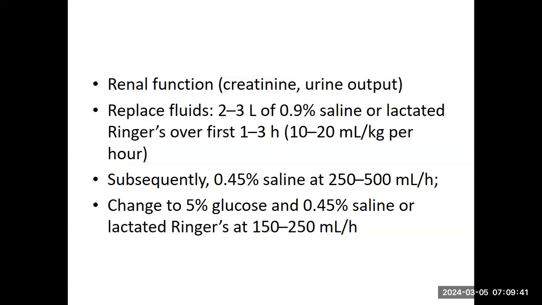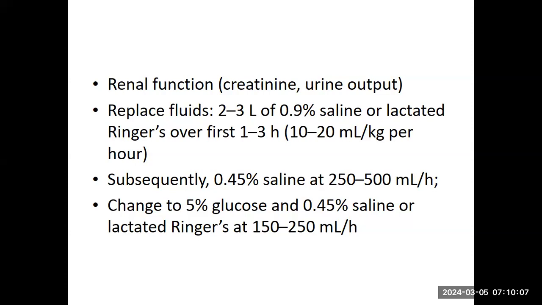Fluid should be replaced. Usually the fluid of choice is 0.9% saline or lactated Ringer's in the first 1 to 3 hours. In fact, a patient that has come in with DKA will have lost up to 5 to 7 liters of fluid. So initial fluid management is so important, and it should be rapid, but not too vigorous, and we monitor closely. So 10 to 30 mL per kg per hour is actually advocated.